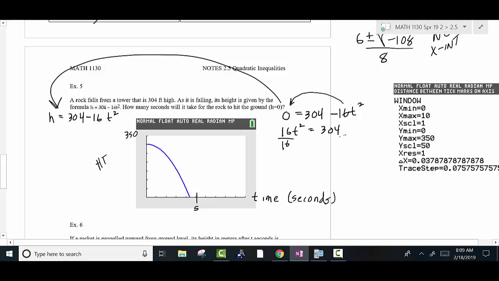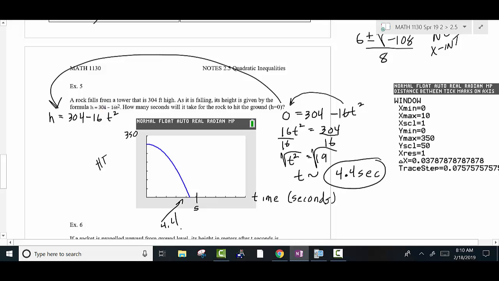We'll just use the calculator because more than likely we're going to get decimals anyway. I'm going to take 304 divided by 16, and that gives 19. Then, of course, you take the square root of both sides. We'll round that off to maybe 1 decimal. On my calculator, the square root of 19 is about 4.4 seconds. That makes a lot of sense. Based on our graph, that looks pretty accurate.